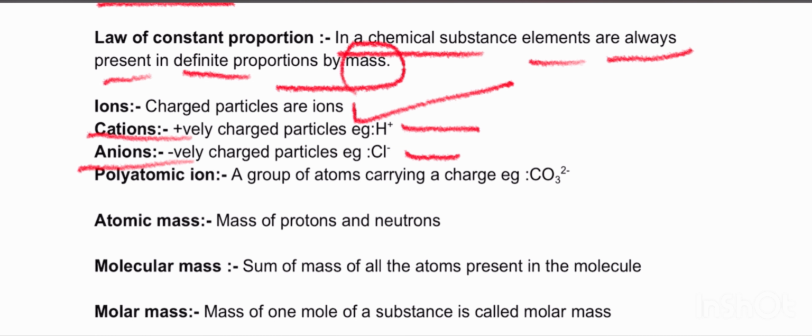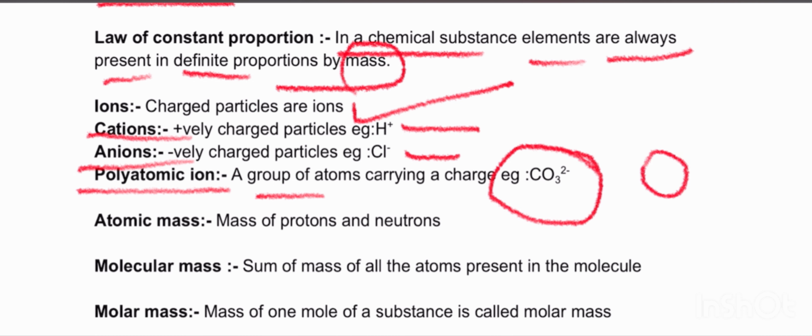What are polyatomic ions? Polyatomic ions are nothing but a group of atoms which are carrying a charge, that is CO3 2 minus, or a group of atoms like OH minus, etc. When there are two or more elements and a charge, that is called a polyatomic ion.